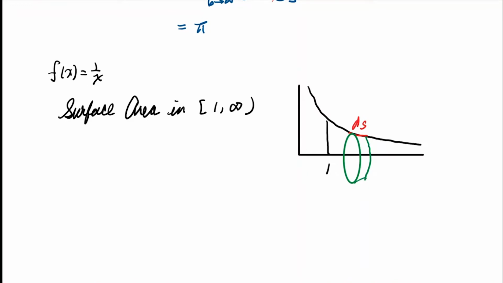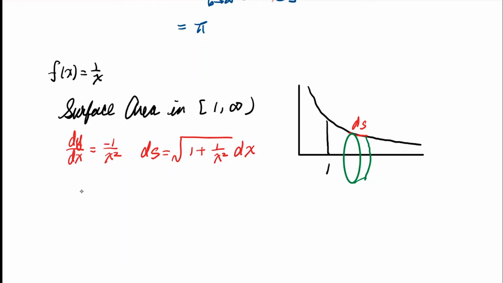Okay, so that's my dS, but in order to do dS, well, dA, we need dy over dx, right? So let's do that first. dy over dx, negative 1 power, so is it negative 1 over x squared? Then we can do dS. dS is the square root of 1 plus that thing squared. You with me?